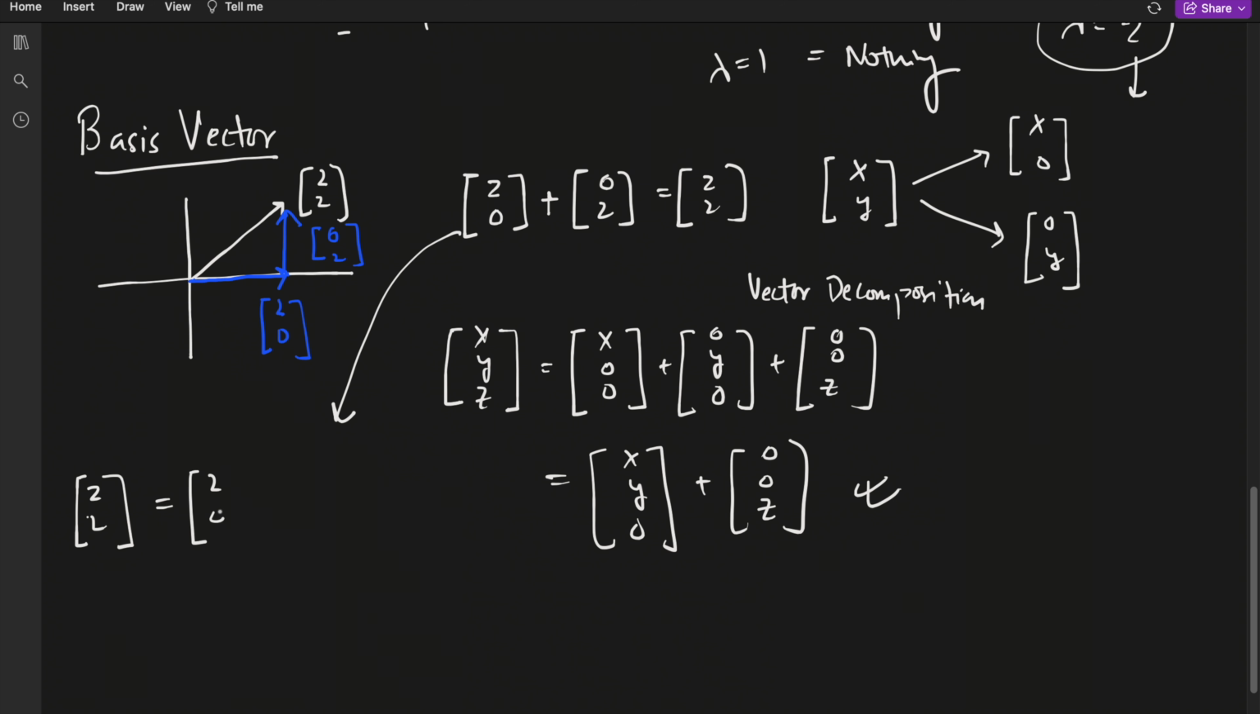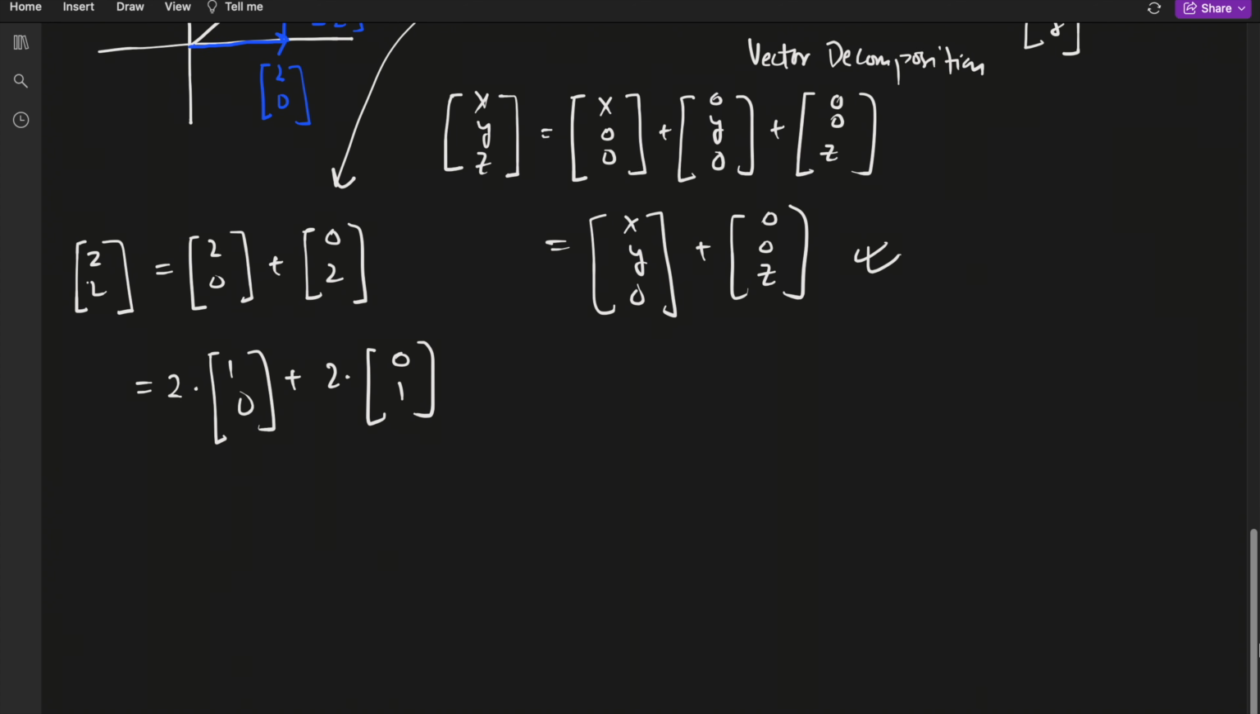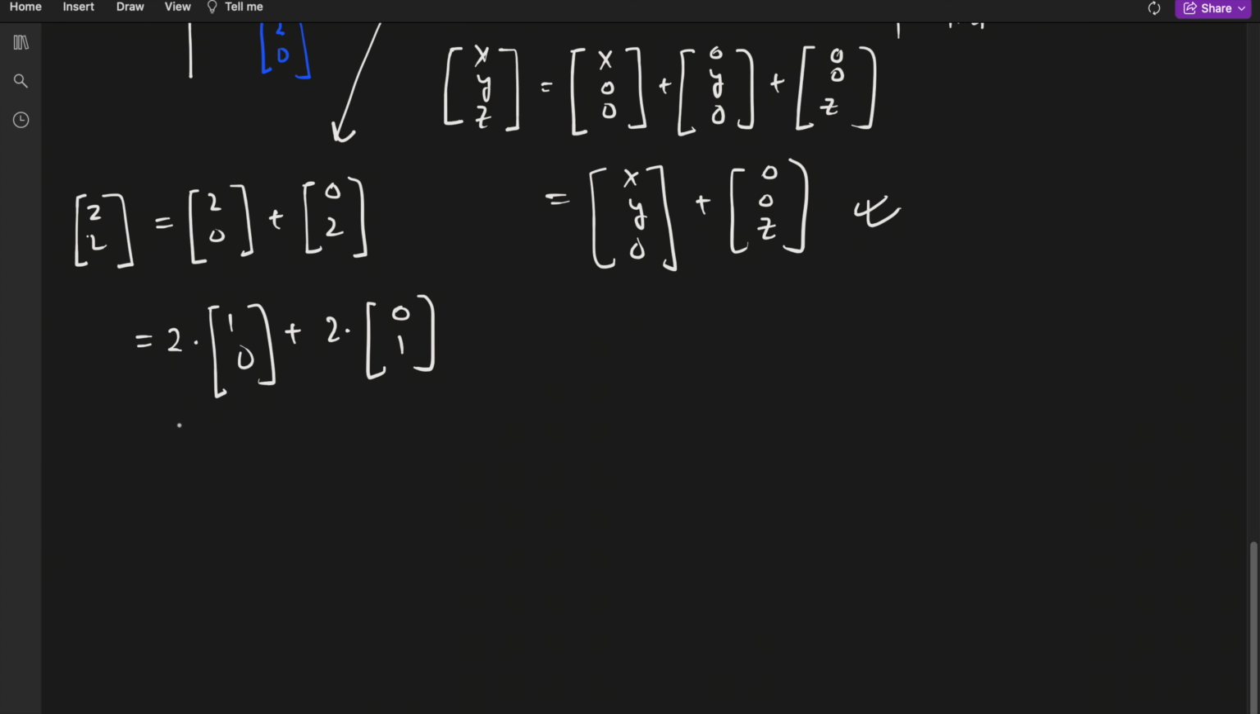This I wrote as 2 0 plus 0 2. Can I write this as 2 times 1 0 and 2 times 0 1, right? I can do this. And what is this? This is nothing but scalar multiplication, which I just explained, and this is nothing but vector addition. And in scalar multiplication here lambda is 2.